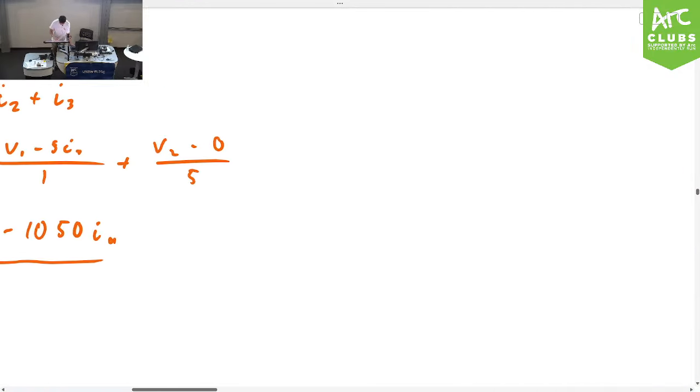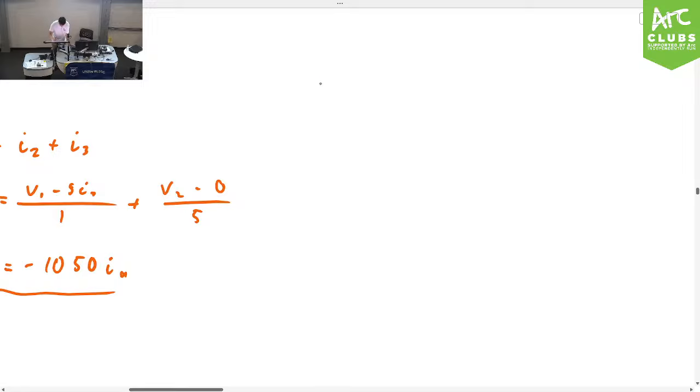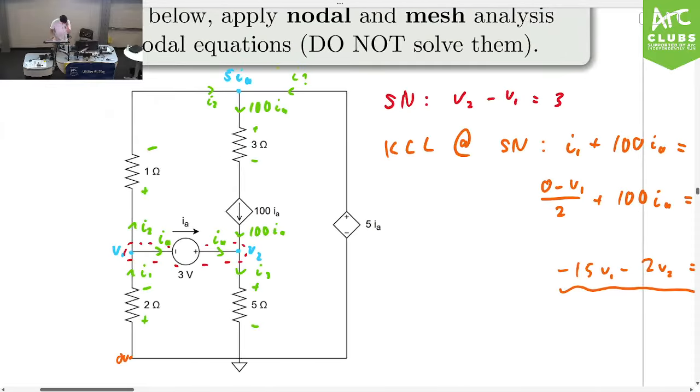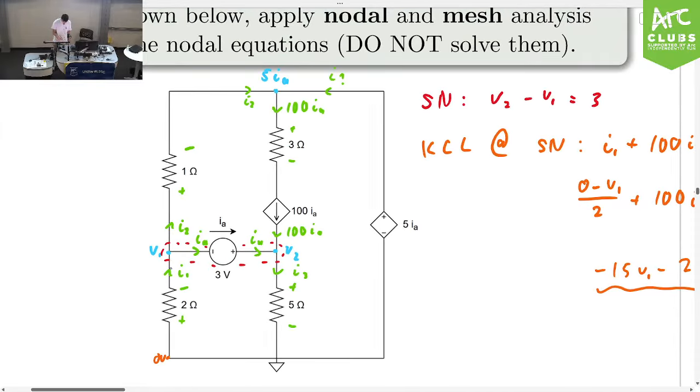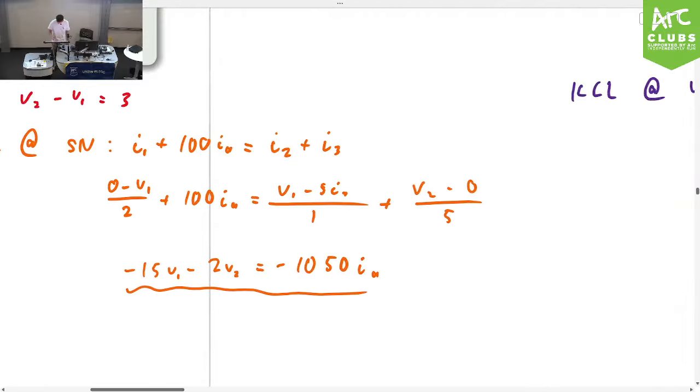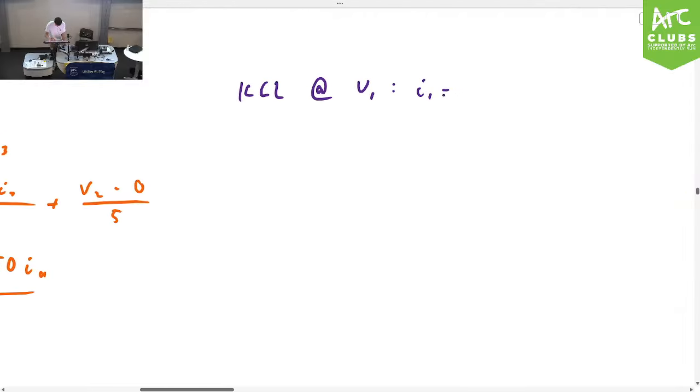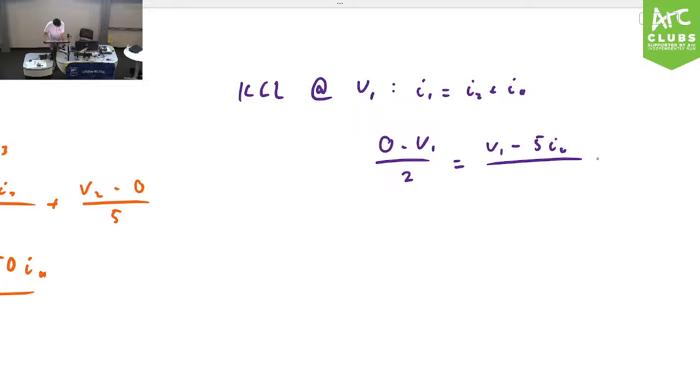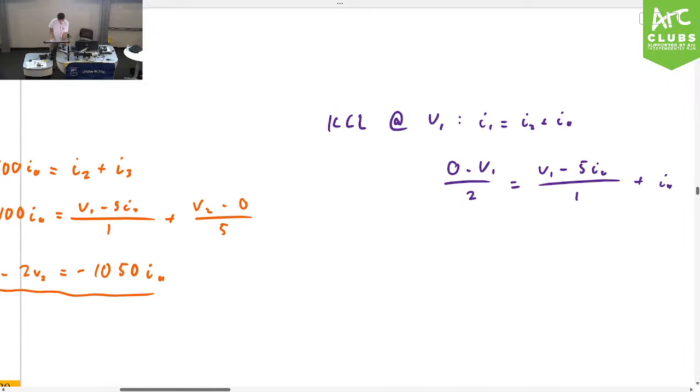So for V1, we have the current going in is I1. The current going out is I2 and IA, okay? So I1 is equal to I2 plus IA. We do the same process. I1 from before was 0 minus V1 on 2. I2 is V1 minus 5 IA over 1. And then we have IA, okay? So now we have another equation with only V1 and IA.